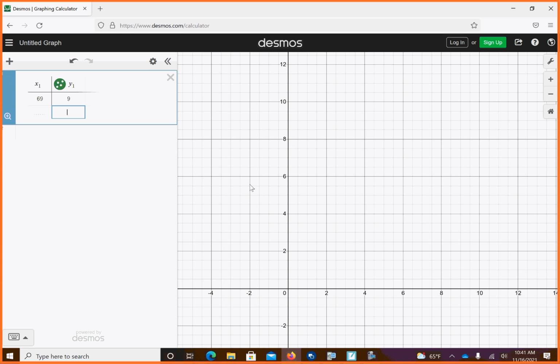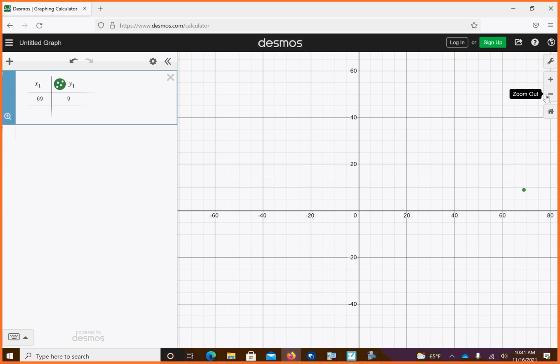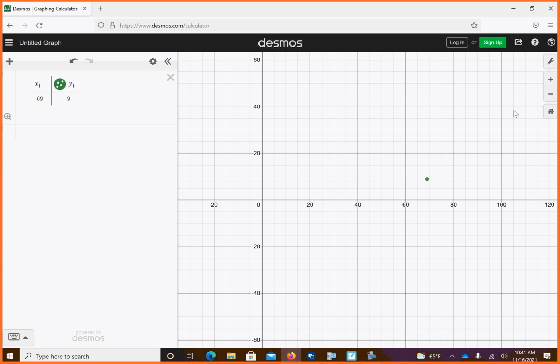if I scroll way out, if you scroll out hitting the minus button, you'll see I have a dot way over here. Agree? Now, I want to add, so once you do that, you hit enter and go back to this one.